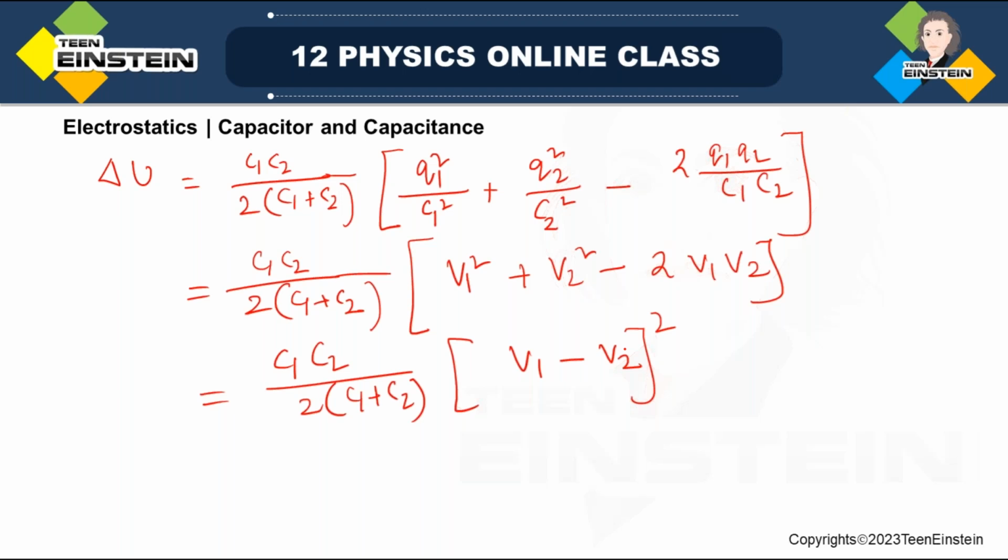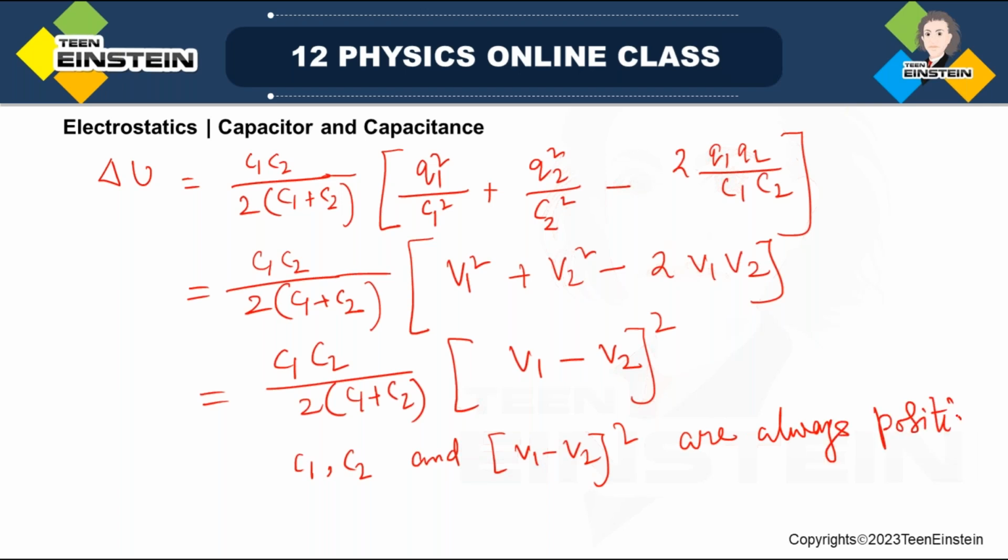So C1 and C2, see here in this case, why we were saying that this is loss. C1 and C2 are positive, and also the quantity V1 minus V2 whole square is always positive. So these three quantities are always positive. Then delta U is also positive, and hence Ui, the initial potential energy, will be greater than the final potential energy. So this is what we get.